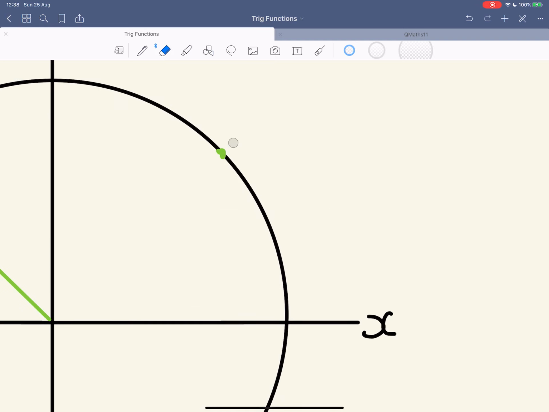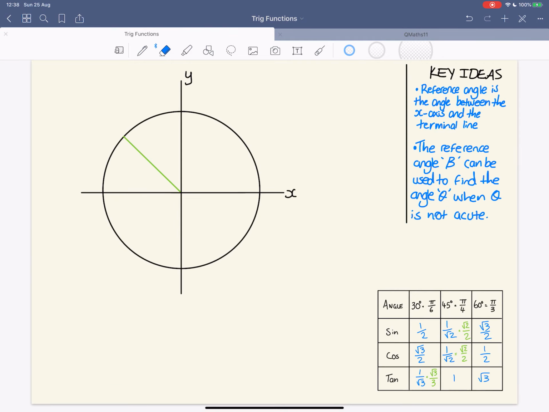We use reference angles to find the cosine and the sine of non-acute angles. Let's read that fine point here. Key idea number 1 is that the reference angle is the angle between the x-axis and the terminal line. The terminal line being this line here, the line that ended your angle. All right, that's the terminal line. And so the reference angle is between the nearest x-axis and that terminal line. So it's kind of like the leftover angle to the nearest part of the x-axis.